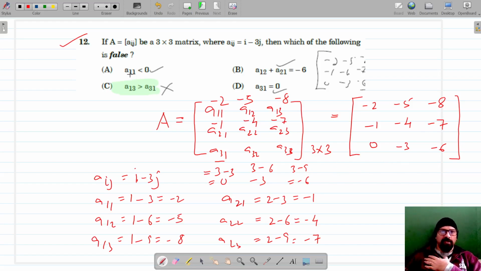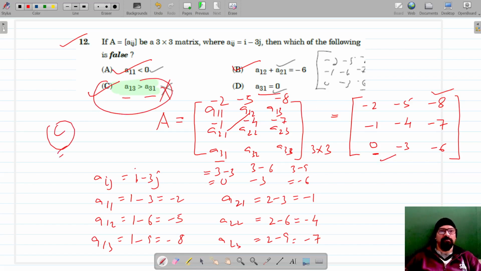So is A11 greater than 0? A11 is less than 0, which is true. A12 plus A21: if we add this, it is minus 6, which is true. A13 is greater than A31? A13 is here, and A31 is here. So this is greater than 0, which is false. The question asks which of the following is false, so C is false, and A31 is 0, which is correct. So our option is option C for this one. Moving on to question number 13.